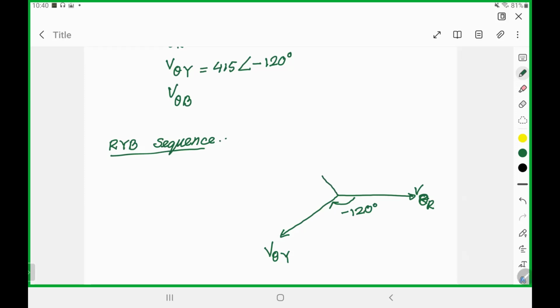Then we will have this one. This is called V theta B. And this will make another minus 120 degree. So that will be equal to 415 at an angle of minus 240. And minus 240 can be written as plus 120. So I can just write down 415, making an angle of 120 degree.